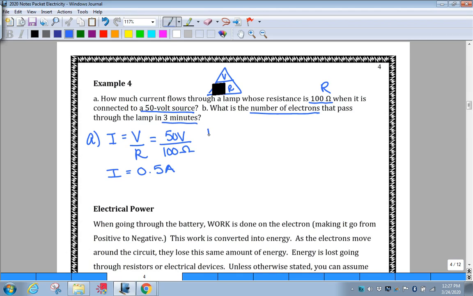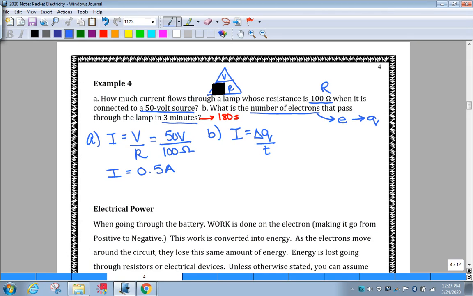Okay, now in part B, it says what is the number of electrons? The number of electrons is asking about the number of elementary charges. In order to get that, we have to look at Q, the charges that are flowing through the circuit. So you have to think back to way in the beginning of the unit, where we did our initial equation for current. Current equals change in Q over time. They gave us the time here of 3 minutes. We never use minutes, so we have to convert that into seconds. So 3 minutes is 180 seconds.